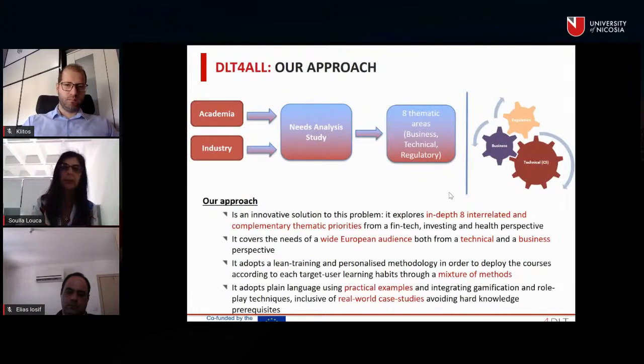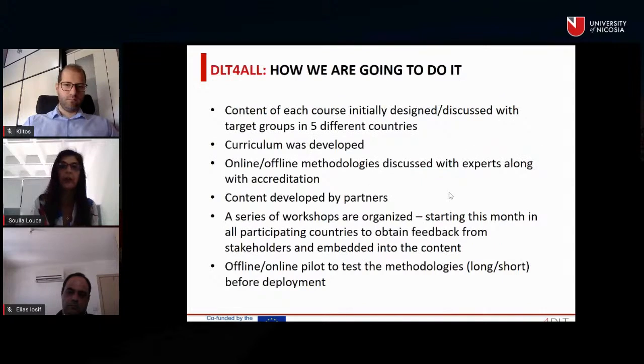We're looking at implementing a solution in which we're exploring further the above 8 modules and also covering various use cases as practical examples, ranging from fintech to healthcare. The content of each course was initially designed and discussed with the various target groups in the 5 countries that participate in the project.